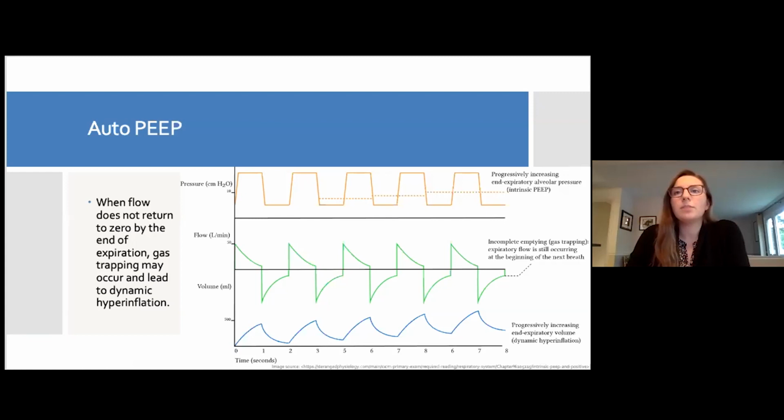What we see here is progressively increasing end expiratory volume, which is dynamic hyperinflation and can have severe consequences for the patient, increasing the work of breathing, increasing the risk of barotrauma, increasing dyssynchrony, and potentially also leading to hemodynamic compromise.